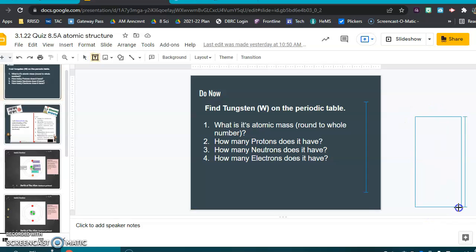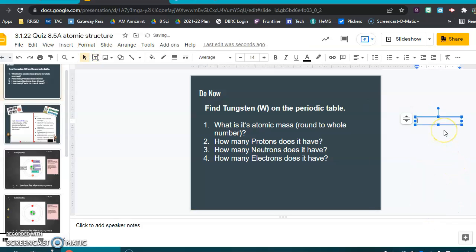Okay, it has an atomic mass, and that's the number in the bottom of the box: 183.8. And we're going to take that. I'm going to make these a little bigger so you can see them. Okay, 183 is its AMU, but I'm going to round that to 184 AMUs.